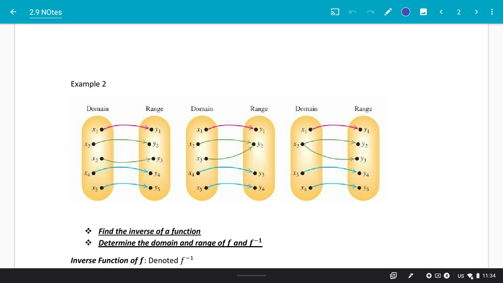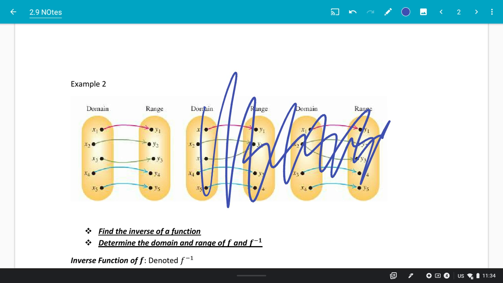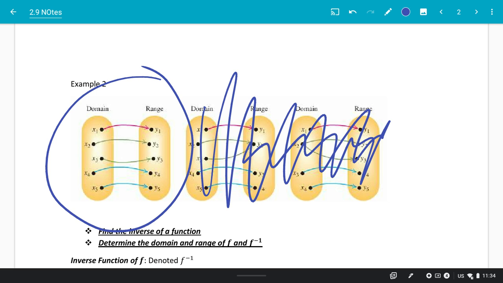Example 2. If we look just at this first one, is that a function first? Yes. I look at the domains, and each one only has one line going from it. So yes, it's a function. Is it 1-to-1? Yes. I look at the range then, and each of these inputs or outputs only has one line coming to it. Does that make sense?